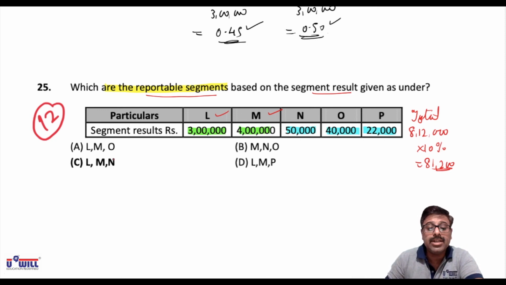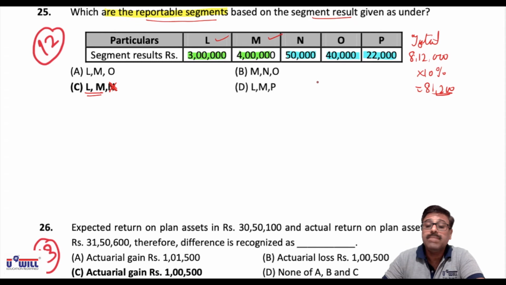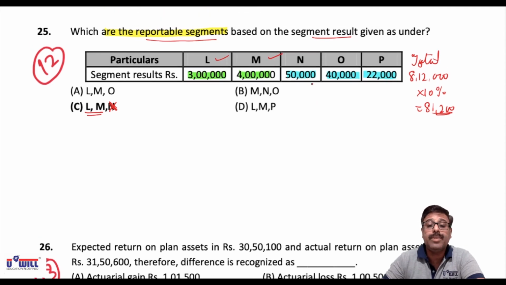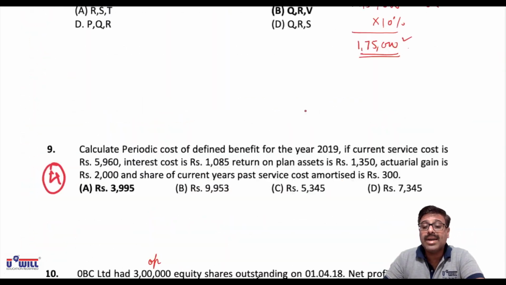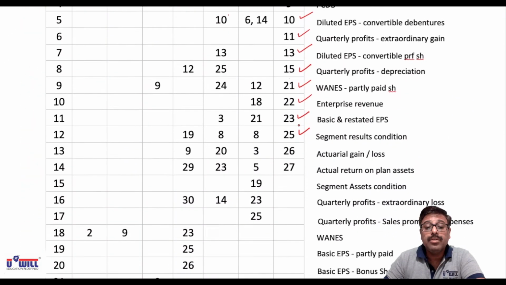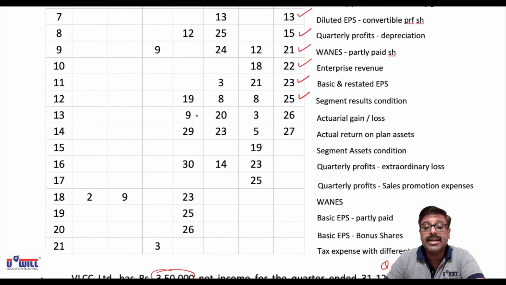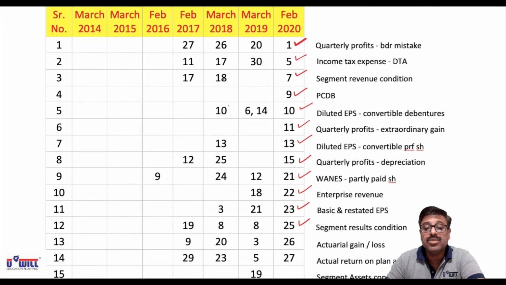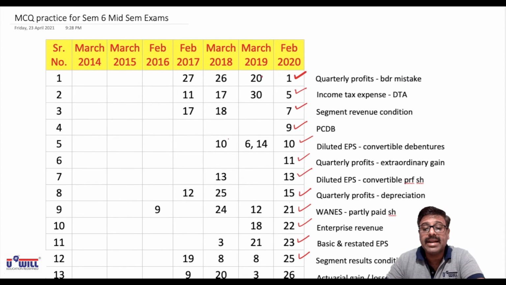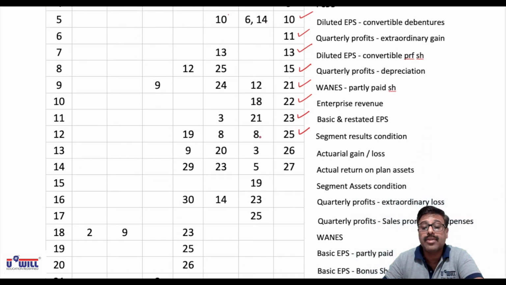There should be a correction. N should not be included. Remove N from here. Only L and M are reportable. N, O, P are not reportable because their results are less than 81,200. Maybe there is some misprinting or else, but as per the current situation, L and M are reportable. You all can try these questions on your own: February 2017's question 19, March 2018's question 8, March 2019's question 8. These three questions you all can try on your own.